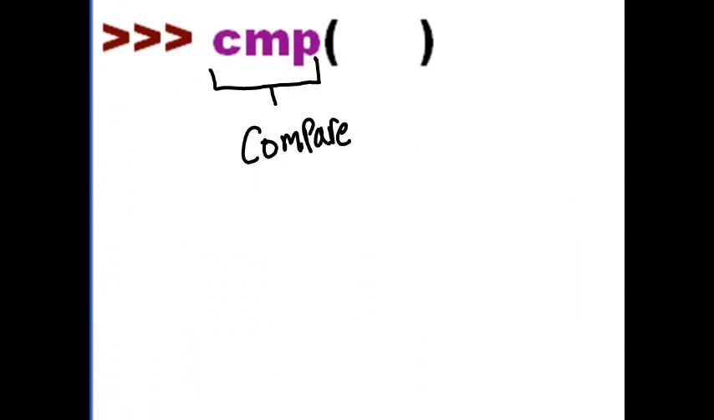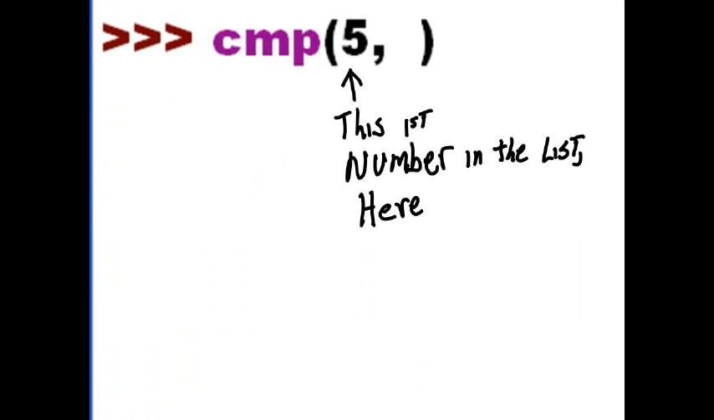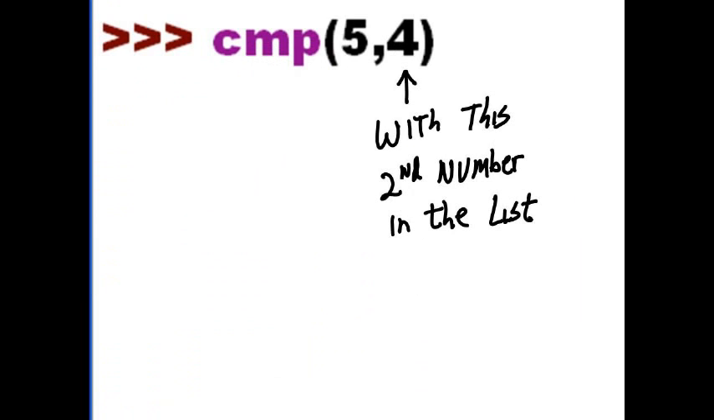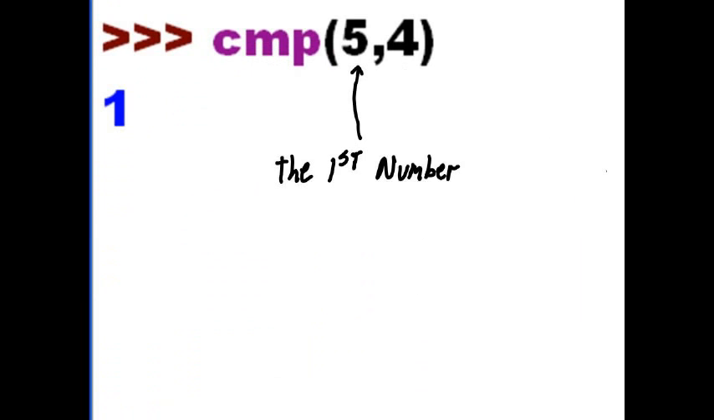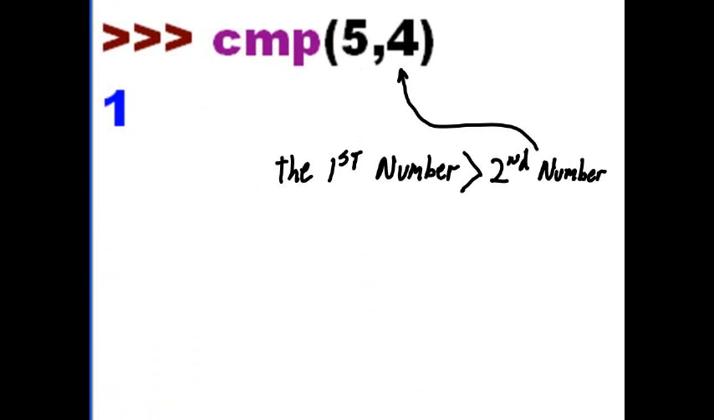Now let's use the compare function, CMP. I can CMP this first number in the list. Right here is a 5. I'm going to compare that with this second number in the list, 4. I hit enter, and it returns a positive 1. Positive 1 means the first number, 5, is greater than the second number, 4. That's what the positive 1 means.